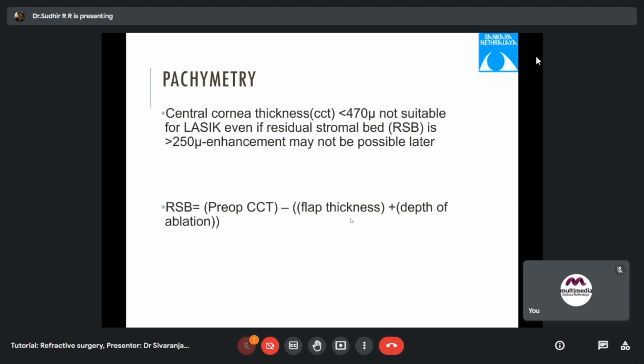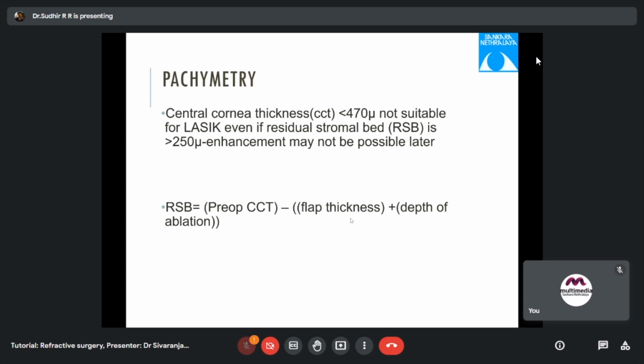Okay, so now this is all calculations. We'll just spend 5 minutes on these calculations, and then when we evaluate the patients, what are the various calculations you need to keep in mind? You can just keep a paper and make a note of it, and then we can work out on it. So the first and foremost is the pachymetry.